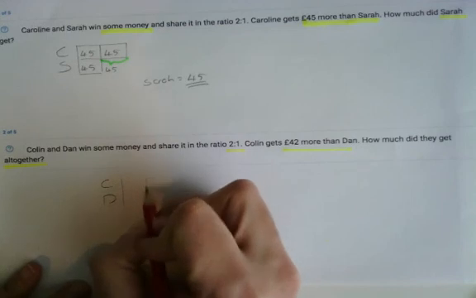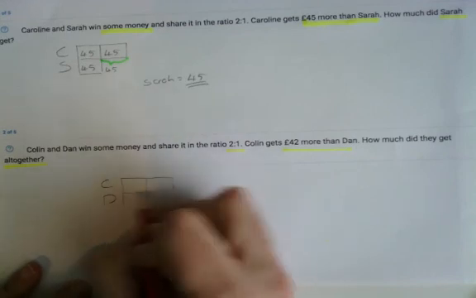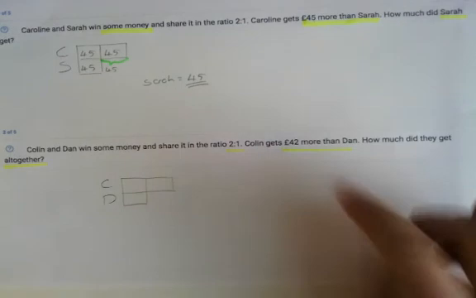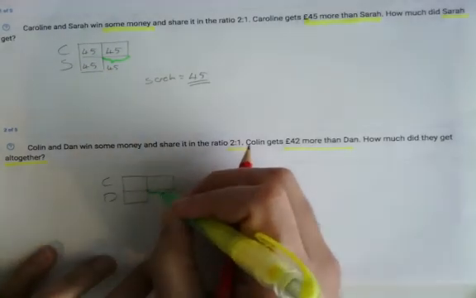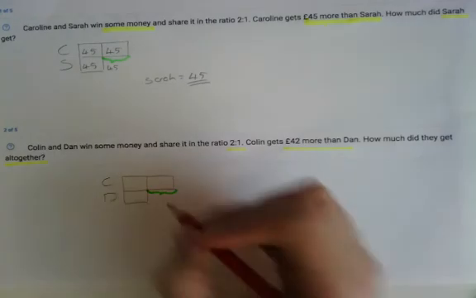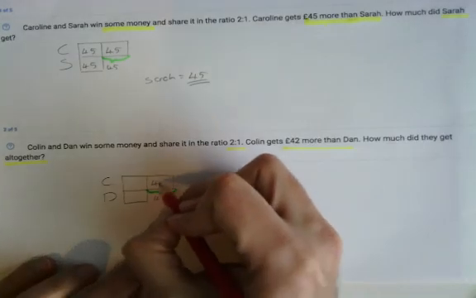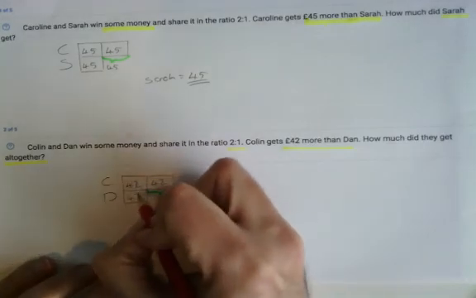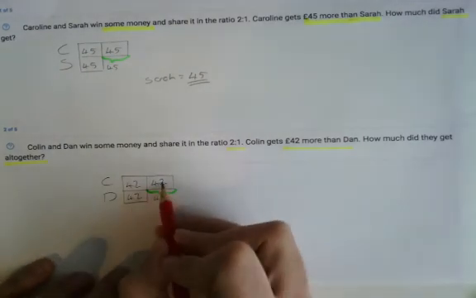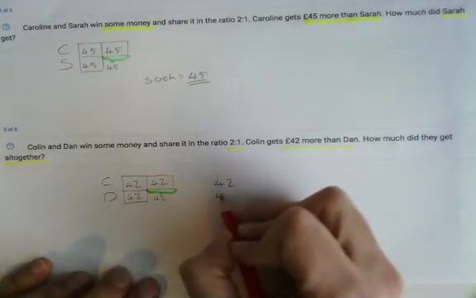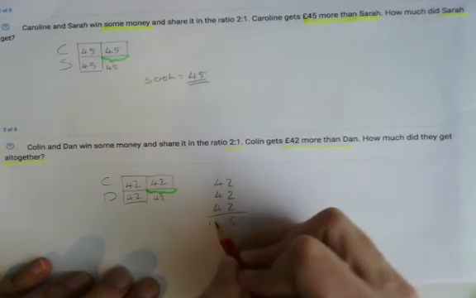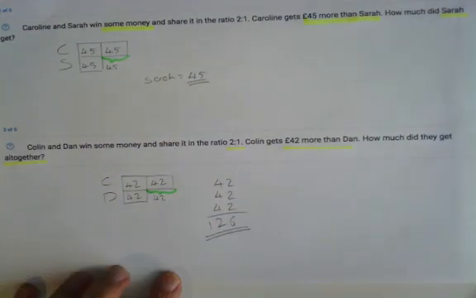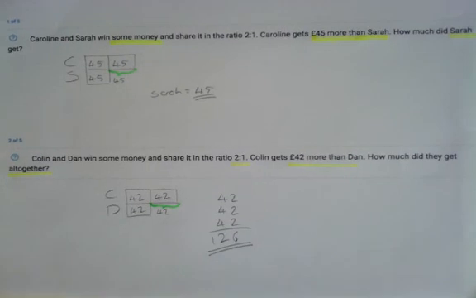So Colin and Dan share it in the ratio 2 to 1 again. So Colin is getting 2 blocks, Dan's getting 1, and Colin gets £42 more than Dan. So that extra block must be worth £42, which means that all the blocks must be worth £42. How much did they get altogether? Well, 42 add 42 add 42. Let's add that all up. 2 add 2 add 2 is 6. 4 add 4 add 4 is 12. So altogether they got £126.